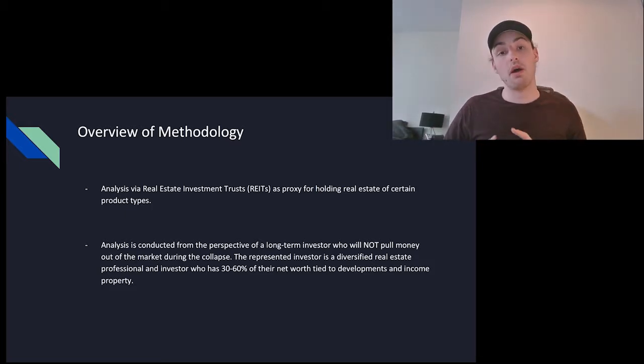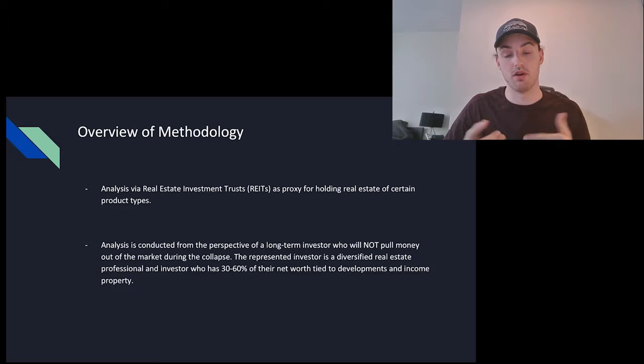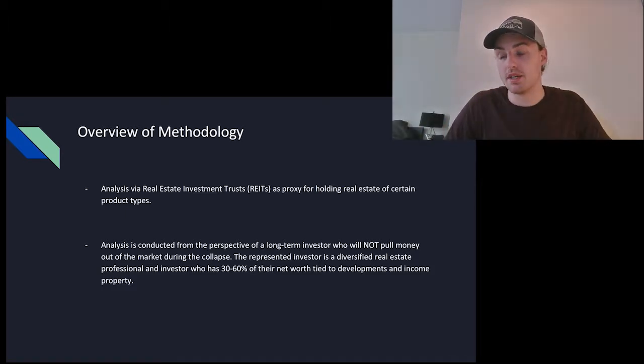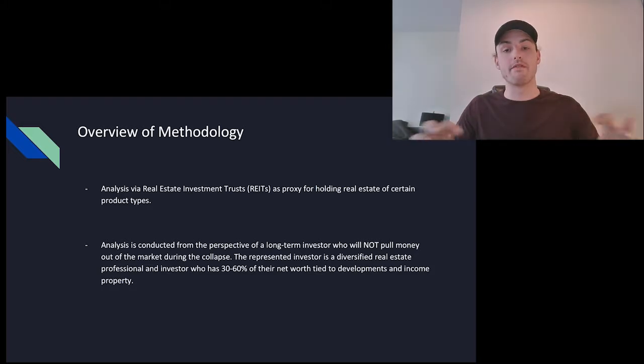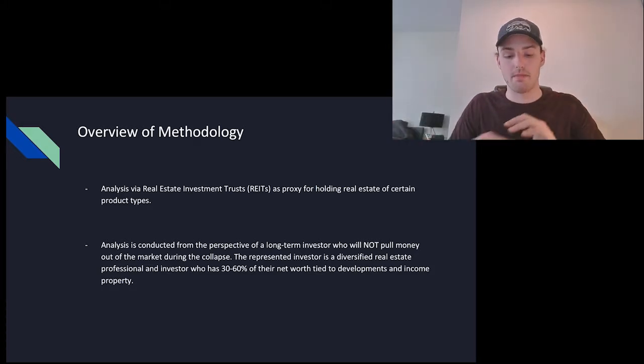I'm holding assets for their income producing ability and somewhat for their capital appreciation, but a majority of my returns as an income holding investor come from the income itself, and then I think of the capital appreciation as an added bonus. I think that's important because I'm going to be framing my entire analysis from that perspective.